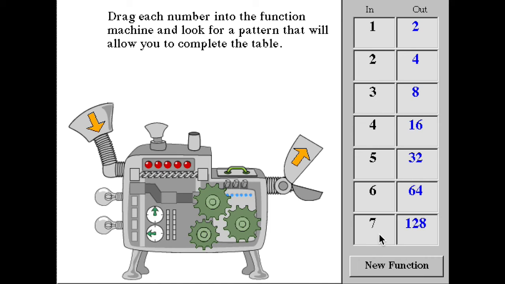All right. So this is the idea of a function machine. It's basically the visual interpretation of what we're trying to do with these linear equations.